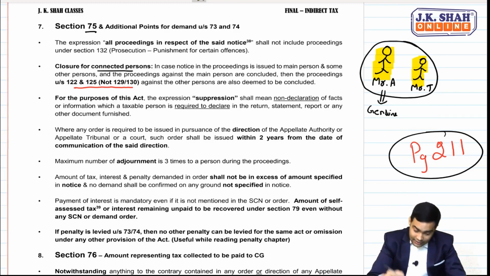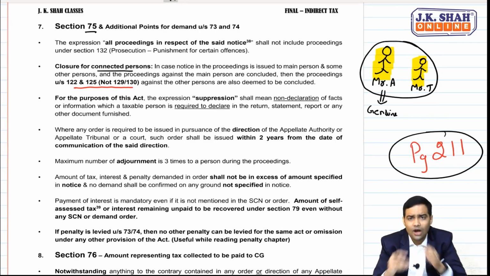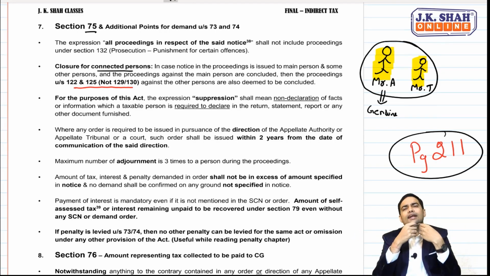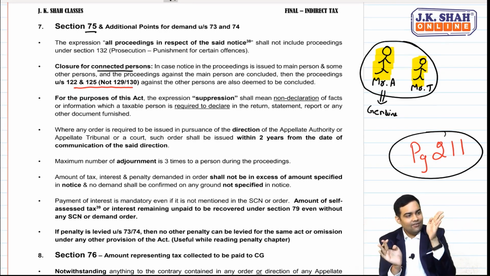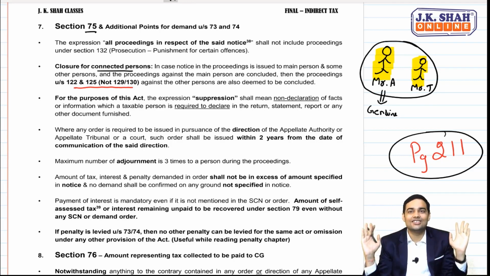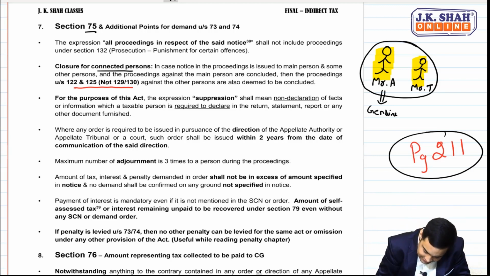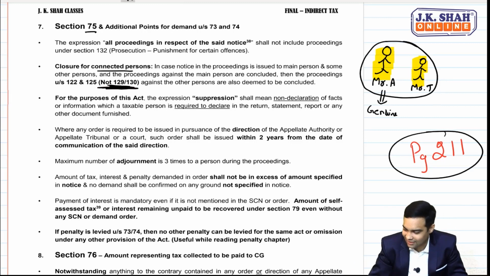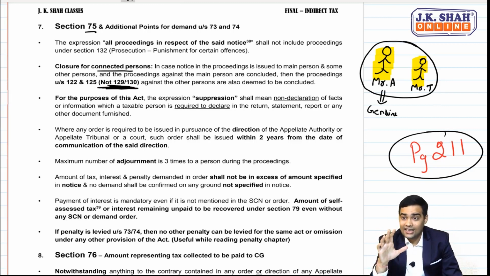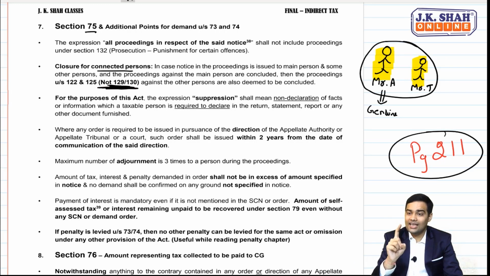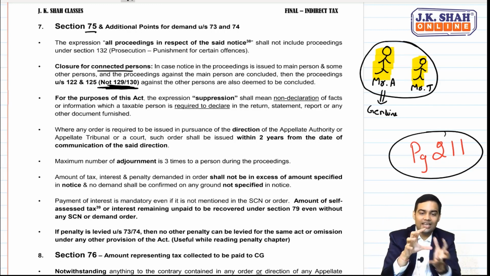But earlier this was an open-ended section that was applicable for any case. In any circumstance, if the proceedings against main person has come to an end, then the connected proceedings is also come to an end. What is the change, sir? Government has removed these two things, section 129 and 130. Sir, tell us, sir, what is 129 and 130? 129 is penalty for cases caught during transit.